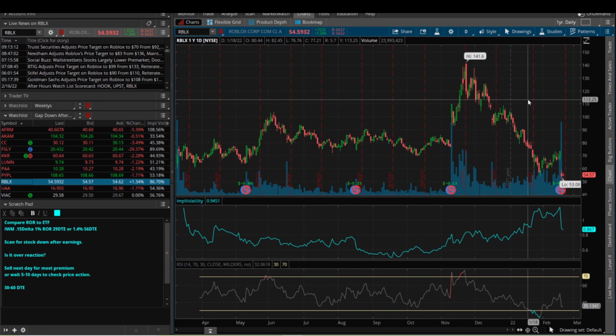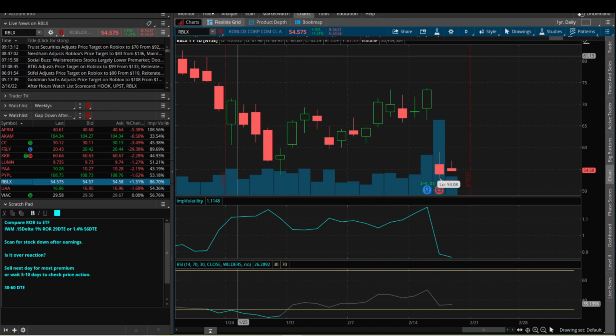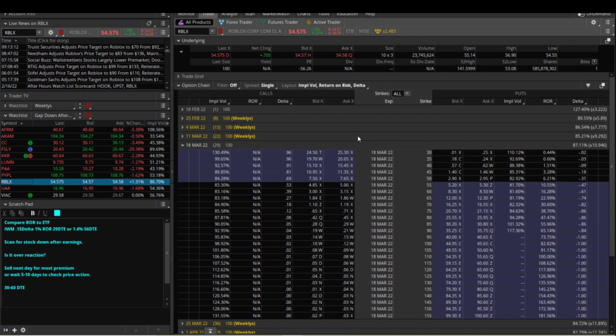So Roblox, this is one that actually dropped yesterday. And it looks like it may trade flat, so we'll have to see what happens with it. The 18 delta is paying 3%. The 9 delta is paying 1.5%. So we could go with the 40 right here and get 1.5%. That would be a pretty good return.